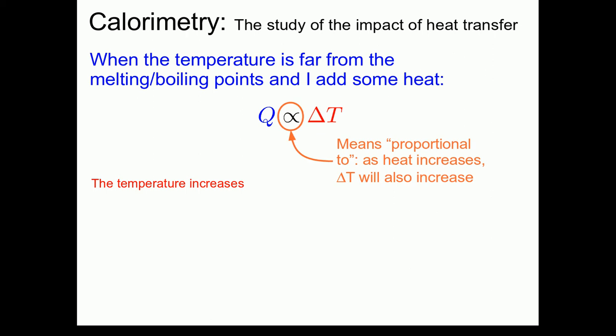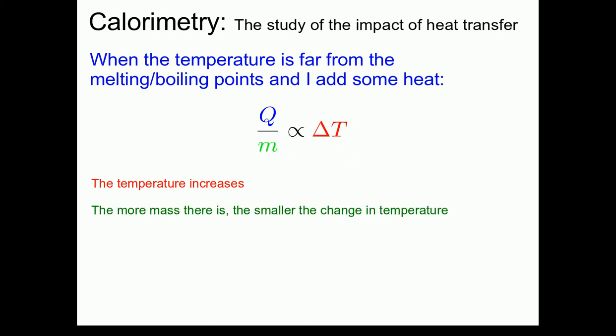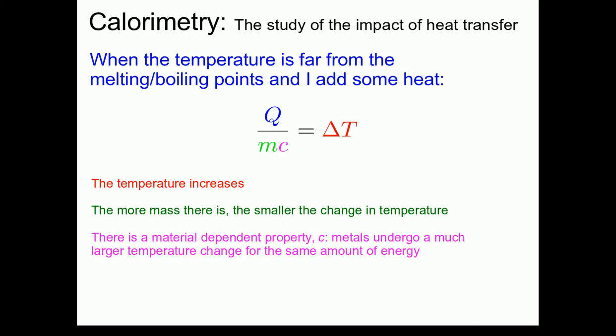So what else can impact the amount of the temperature change for a given amount of heat energy? Well, the more mass there is, the smaller the change in temperature. If I give a certain amount of energy to a small block, it will get hotter than a much larger block of the same material. So, mass is going to be underneath Q.